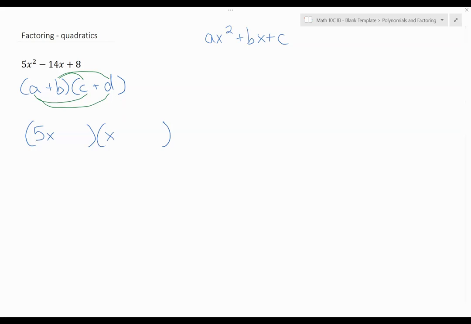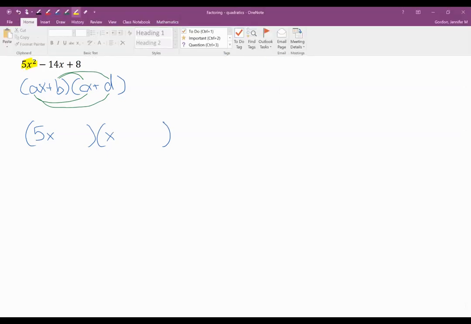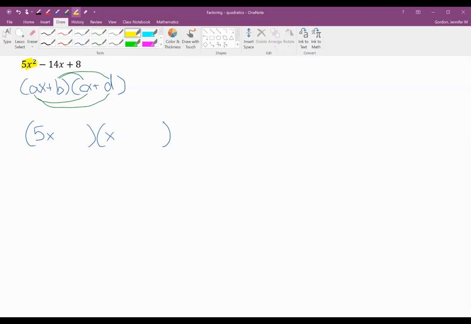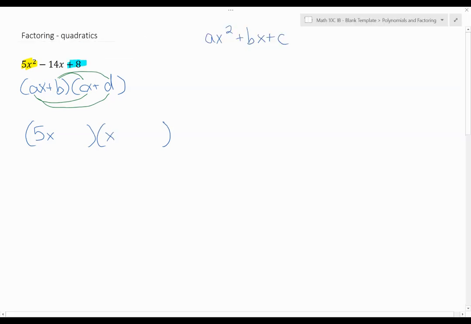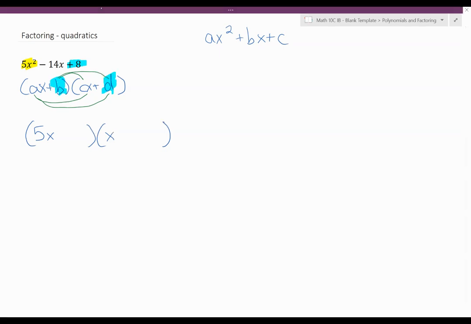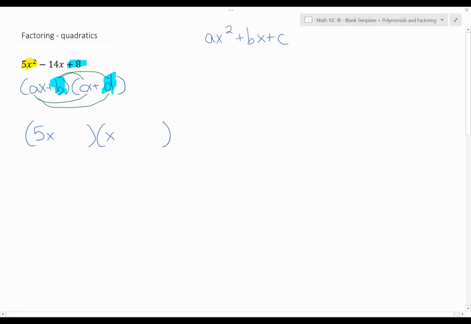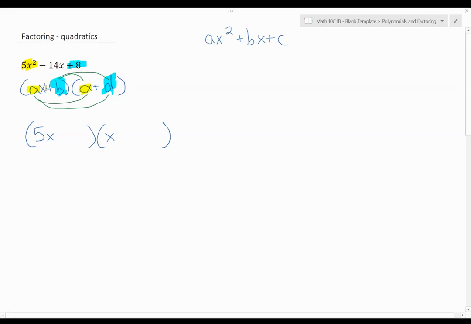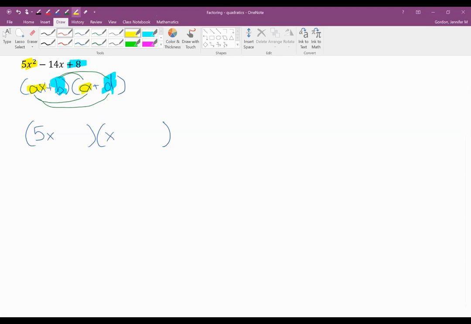The other thing I'll note, in this context, I have ax plus b and cx plus d. So my quadratic term comes from multiplying together the ax with the cx, whatever those end up being. The other significant term is the constant term. So the constant term here is 8. 8 has to be the product of the two constant terms in my linear factors. So in this case, 8 has to come from b times d. But there's a number of different options here.